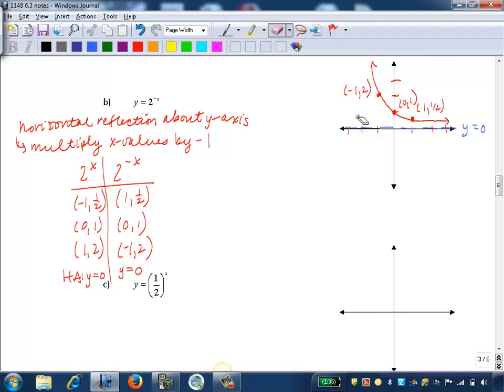That's because the parent function 2 to the x we know would be increasing, but if we reflect about the y-axis, then that's going to become a decreasing ramp shape. So just make sure when you do these transformations, as always, that we show this corresponding table of values. I'm grading this, and then the sketch over here with your 3 key points and that asymptote labeled with the correct ramp shape.